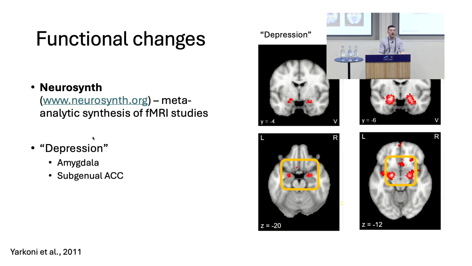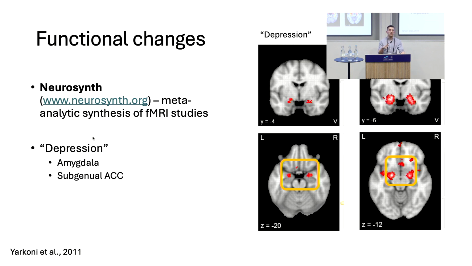And then it compares the frequency of coordinates reported for search terms versus those that don't contain search terms. And then a map of coordinates is generated where papers which show coordinates that are significantly more frequently activated for those search terms are highlighted compared to those that don't. And these meta-analytic approaches are very useful, but they have their limits.